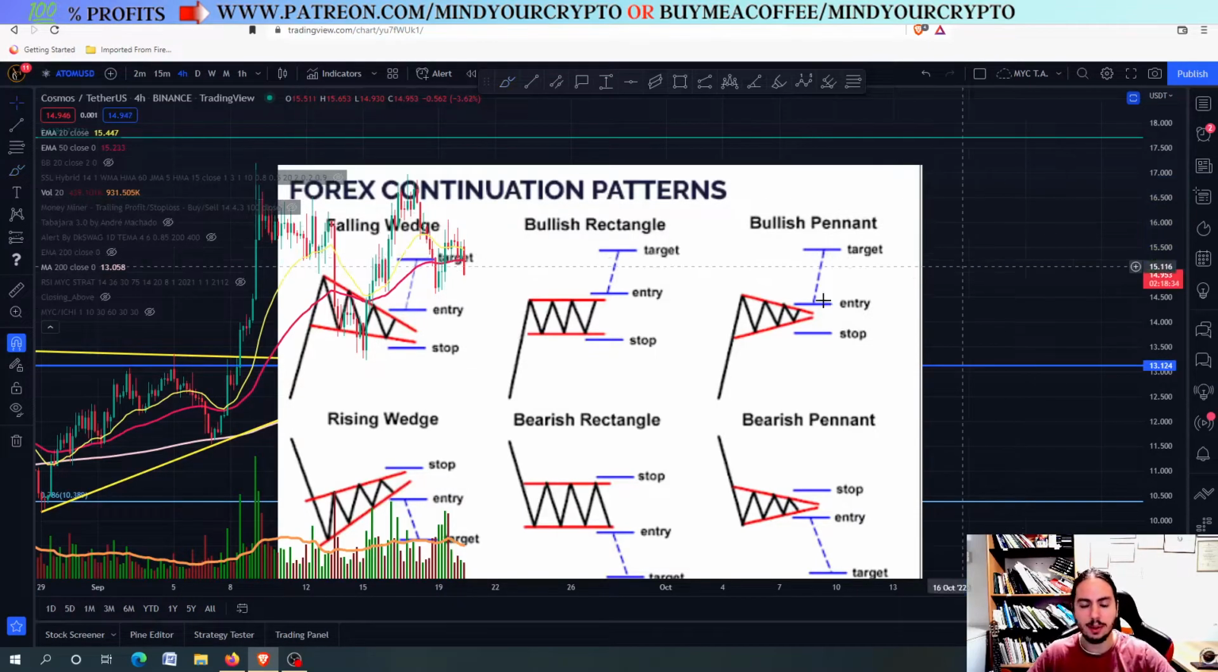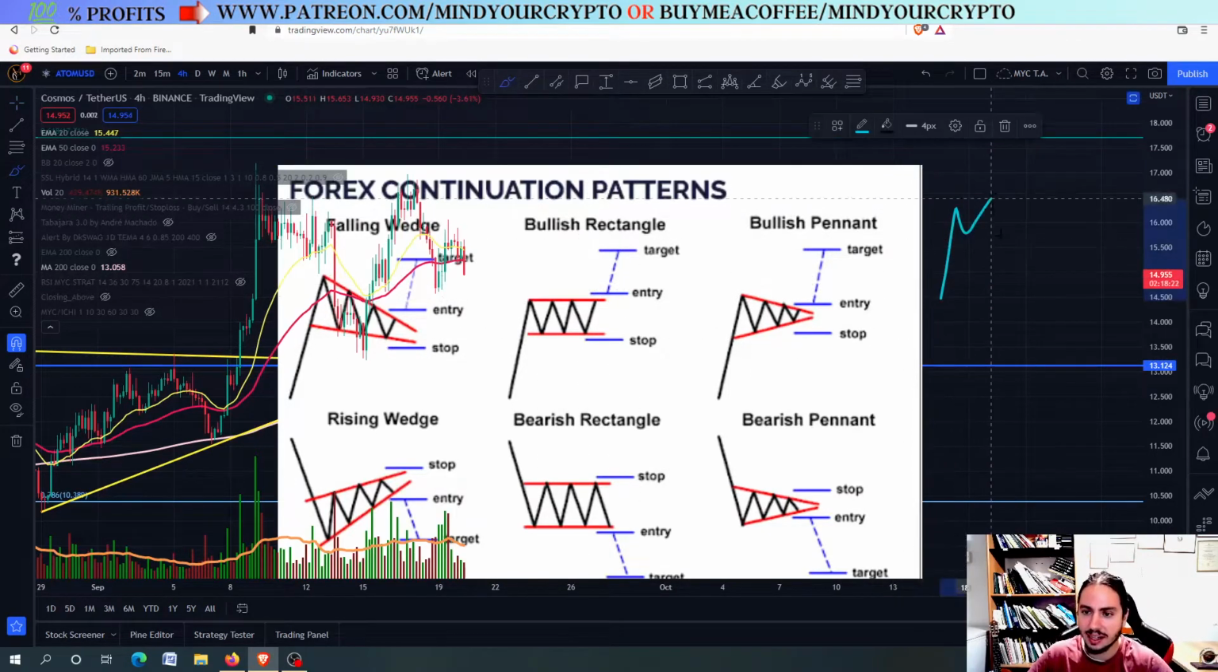Now, a bullish and a bearish rectangle, you actually meet quite rarely in crypto, but it is a formation that you can meet. Okay, the bullish rectangle consists of a nice uptrend and then sideways movement of the price until you get higher. And of course, the bearish rectangle is the opposite.